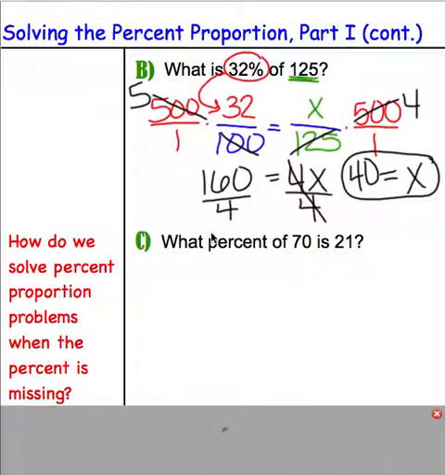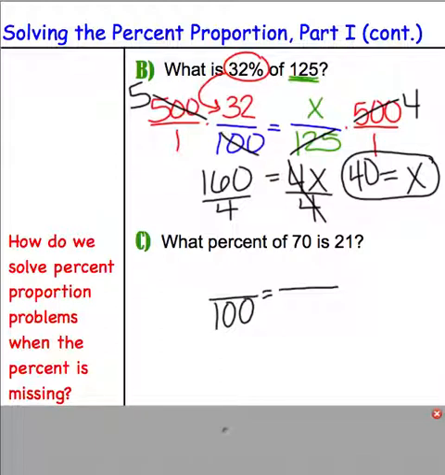Take a look at solving the percent proportion when the percent is missing. This would be a similar case of when I say you got this many points out of this many on your quiz or your test, like you see at the top of your quiz or test, and you need to figure out your percent. So we'll go ahead and start out by making our percent setup, putting 100 down on the bottom.